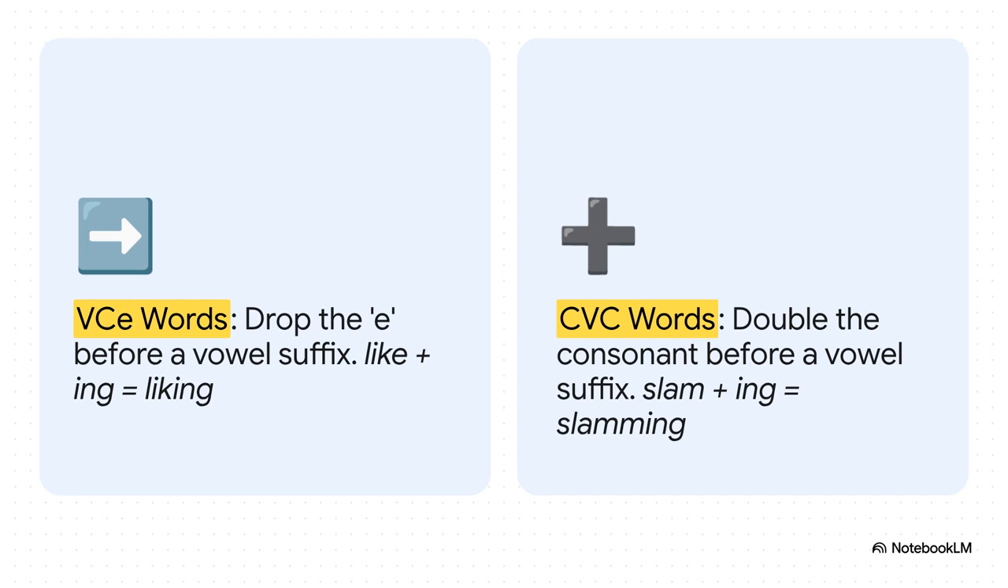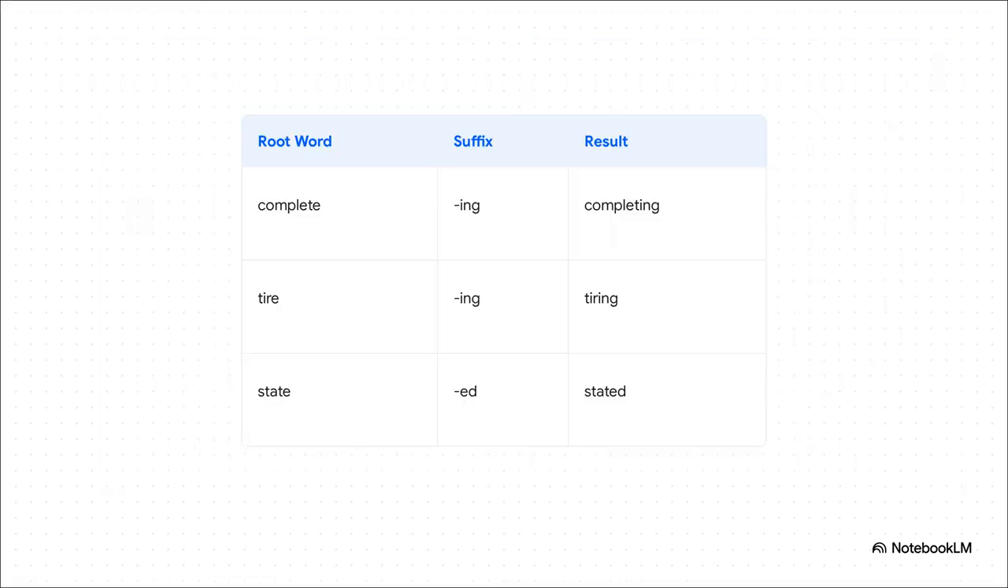For VCE words, words with that silent E, like hope, you just drop the E before you add an ending, like ing. That gives you hoping. But for CVC words, short vowel words, like hop, you have to do something else. You have to double that final consonant, which gives you hopping. And why? Well, that extra P is brilliant. It's like a little flag, a signal to the reader that says, hey, the vowel in here is short, so keep it that way.